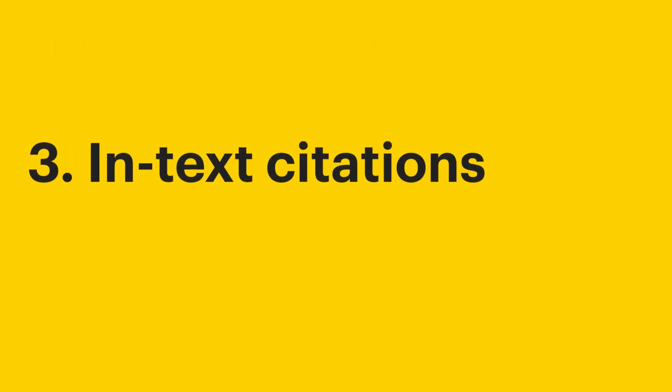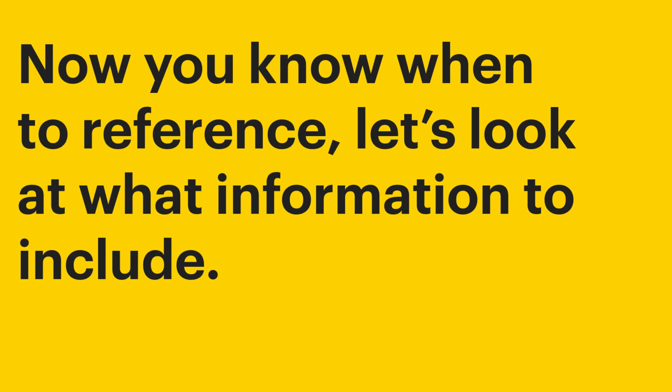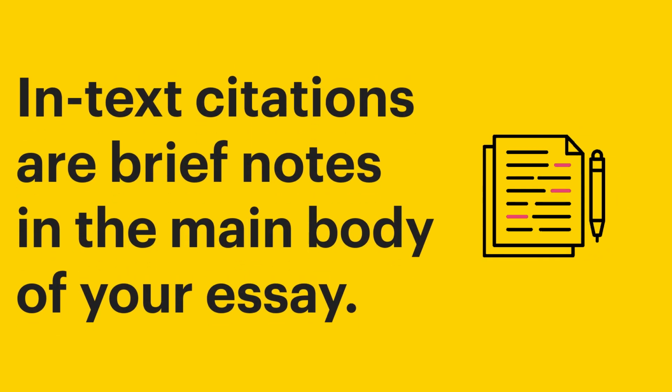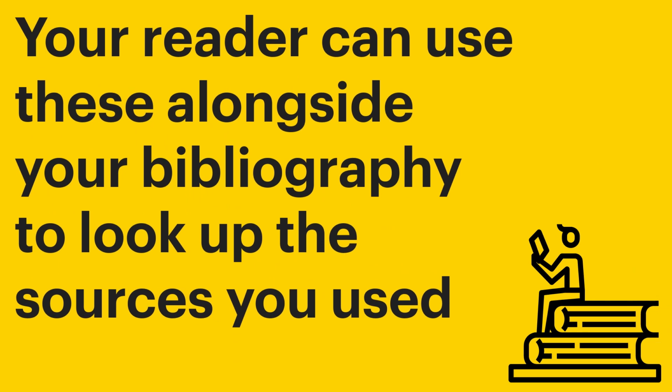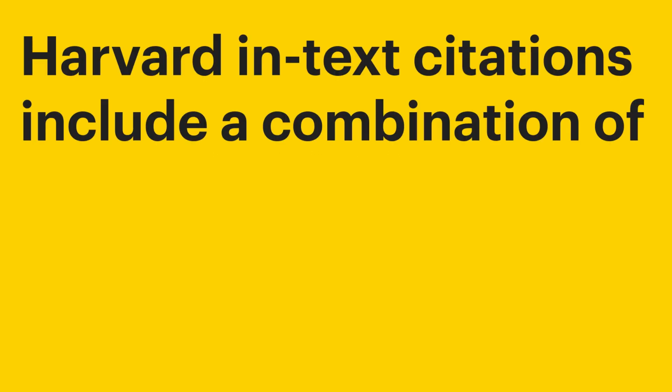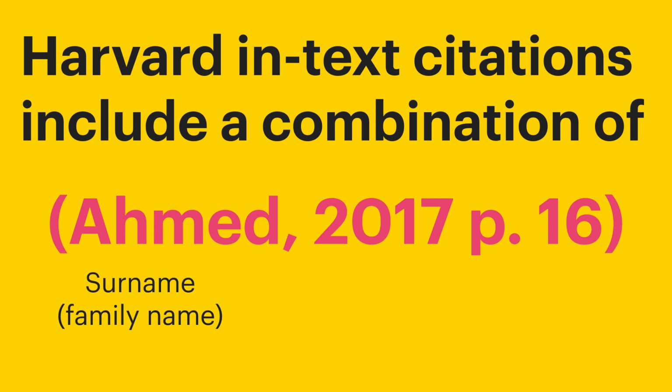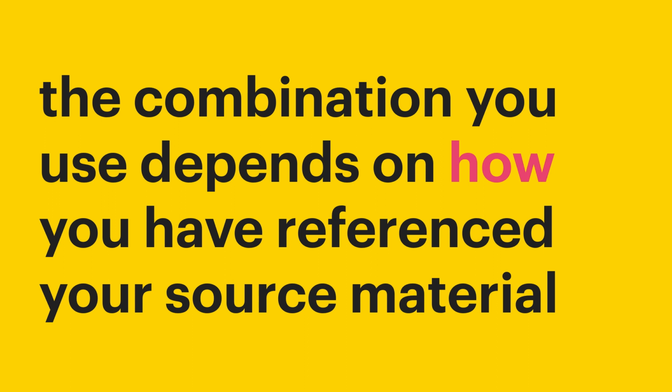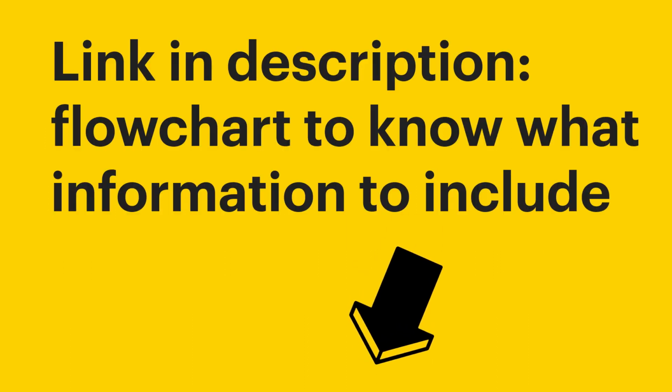In-text citations. Now you know when to reference, let's look at what information to include. In-text citations are brief notes you include in the main body of your essay. Your reader can use these alongside your bibliography to look up the sources you used. More on bibliographies in a moment. Harvard in-text citations include a combination of the author's surname, the year of publication, and page number, depending on how you have referenced the source material. The flowchart linked in the description tells you when to include what information.